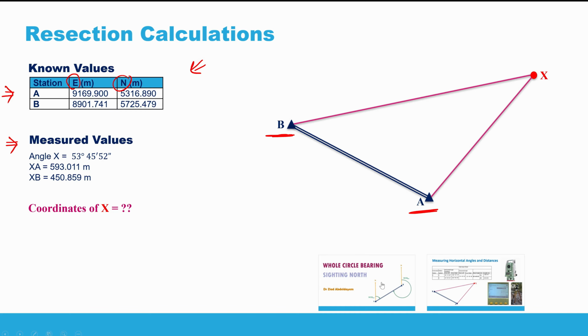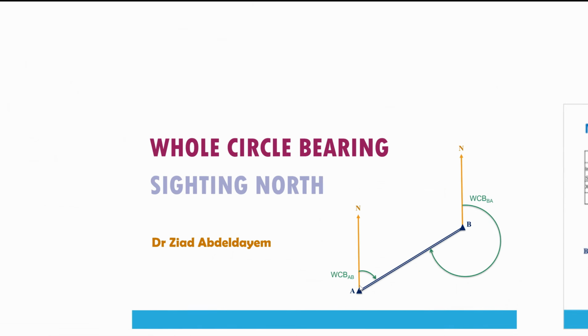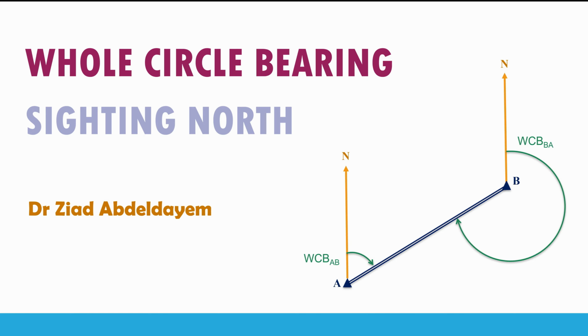I would like to mention something very important before we start the solution, that you need to have a very good understanding of the whole circle bearings. These are explained in detail in this video here. So there is a separate video in which I explained the whole circle bearing and the sighting north in detail with a numerical example. So please, if you haven't watched that yet, please do watch it before you proceed with this video, because it is essential that you understand what the whole circle bearing is, because we will use this term a lot in today's session. If you haven't watched it yet, please do watch it and then continue with this video.